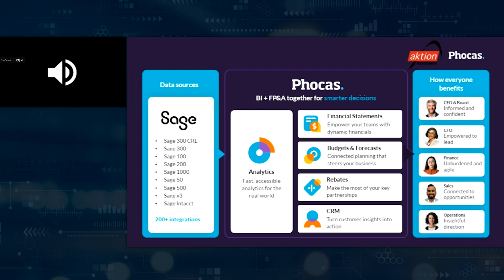As you can see here, we work with all of the different Sage products. Obviously, today we're focusing on Sage 300 CRE. In the middle of this slide, you will see all of the different modules that we offer. Today, we're going to talk mostly about our analytics module. And so for CRE, that's looking at things like your job cost. We also have AR, AP, lots of different ways to view your data. And then we also have a financial statements product, budgets and forecasts, rebates, and a CRM.